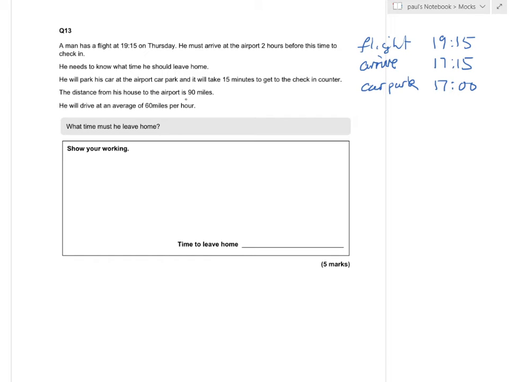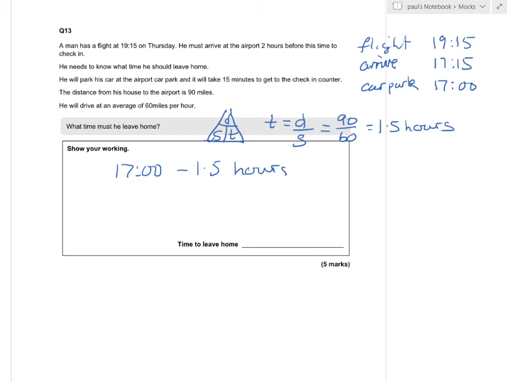The distance from his house to the airport is 90 miles. He drives at an average of 60 miles an hour. So now we've got one of these SDT things. We're going to work out the time is equal to the distance divided by the speed. The distance is 90, the speed is 60, which equals 1.5 hours. So now if we do the 1700, take away the 1.5 hours, that would be 15:30. Leave home.